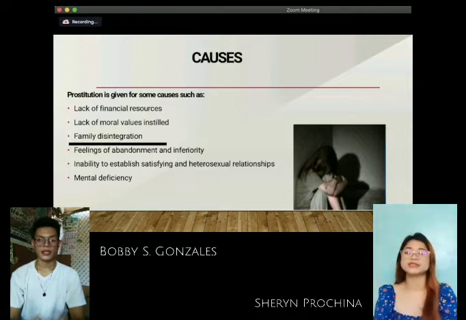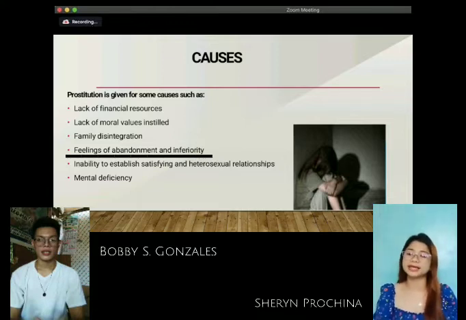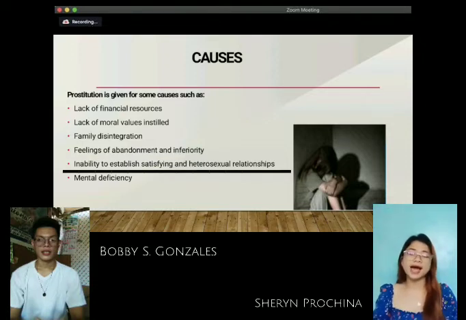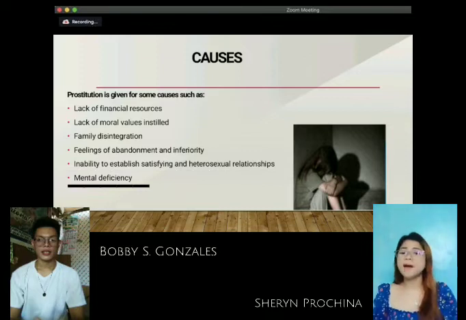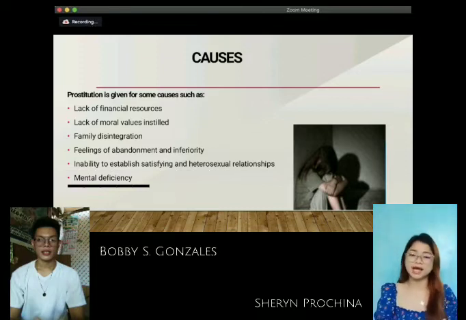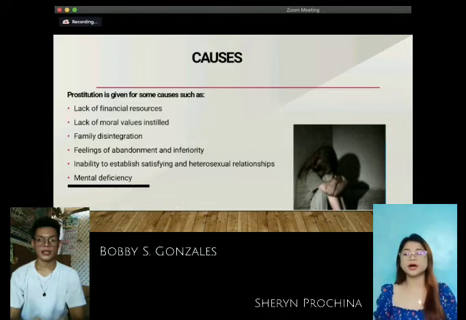Next cause is family disintegration. This refers to the occurrence when the family could no longer impart or play its role in the upbringing of children. Feelings of abandonment or inferiority could also lead to prostitution, as well as inability to establish a satisfying heterosexual relationship. Meaning, some people just tend to lose interest or are not satisfied at all with their relationship with the opposite sex, which would lead to prostitution. And lastly, mental deficiency. Mental deficiency, by definition, is a deficiency in cognitive functioning, specifically intellectual disability. That's it for the causes.